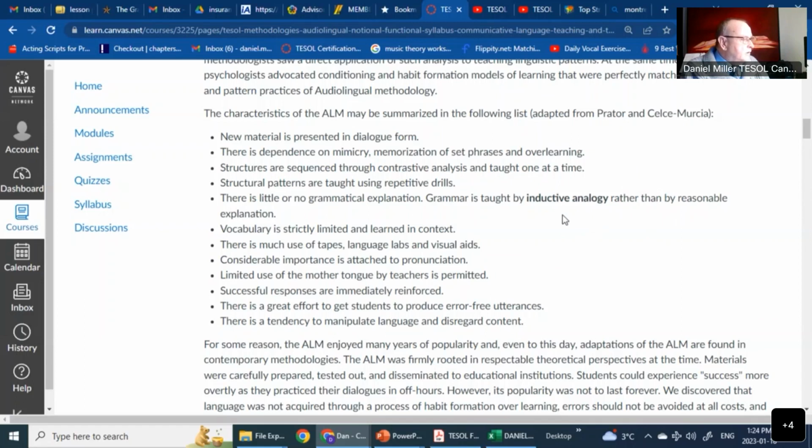In other words, they would learn the grammar of how sentence structure is formed inductively, just by saying it and hearing it and repeating it. But they wouldn't actually do grammar skills. They would not do drills and skill pages. The vocabulary is strictly limited and learned in context. There's much use of tapes, language labs, and visual aids. Considerable importance is attached to pronunciation. A limited use of the mother tongue by the teacher was permitted. Successful responses are immediately reinforced, and there is a great effort to get students to produce error-free utterances. There is a tendency to manipulate language and disregard content.